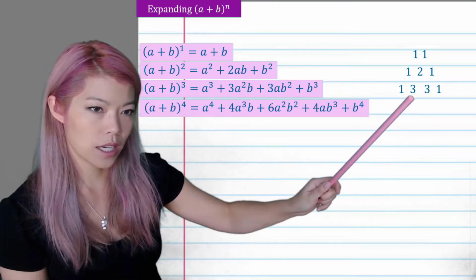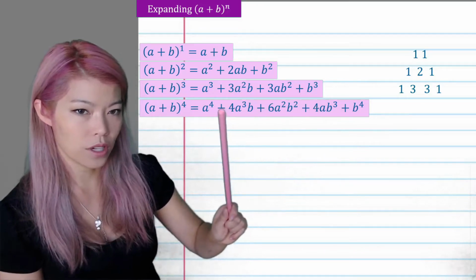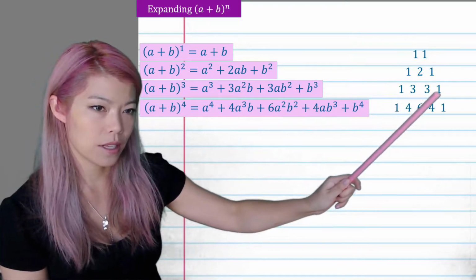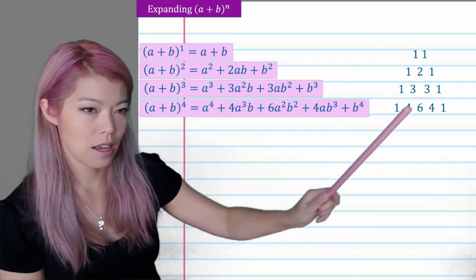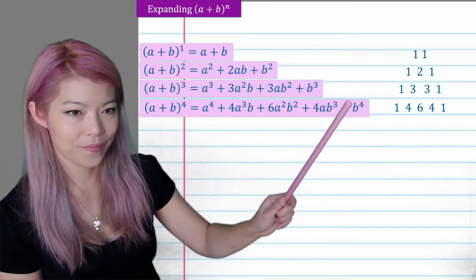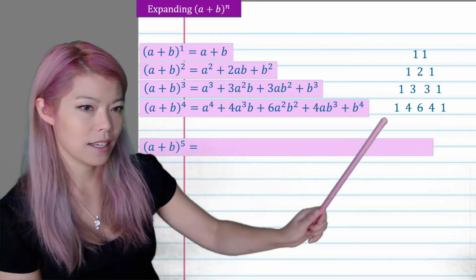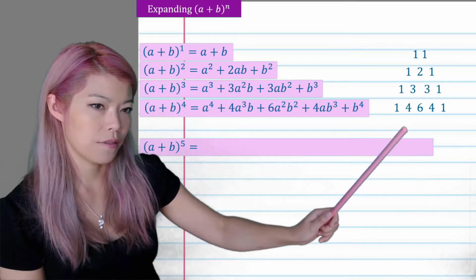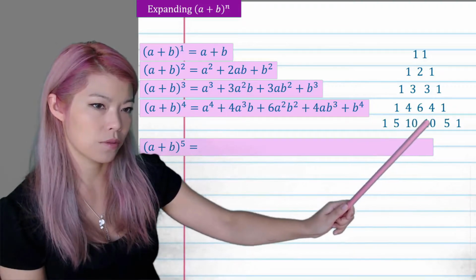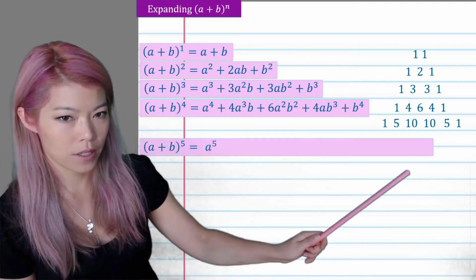So if we look at it, we're going to have 1 here, and then 1 plus 3 is 4, which is right there. And then 3 plus 3 is 6, which is right there. And then 3 plus 1 is 4, and then 1 over there. So we can use that to predict the next line. So it will be 1, 5, 10, 6 plus 4 is 10, 4 plus 1 is 5, and 1. So we can write all those numbers out.